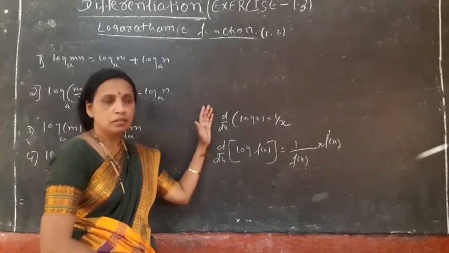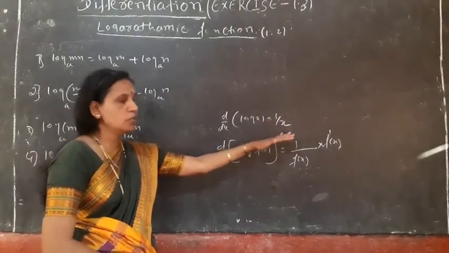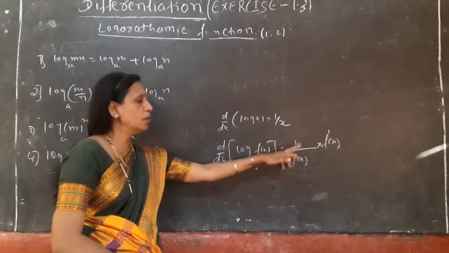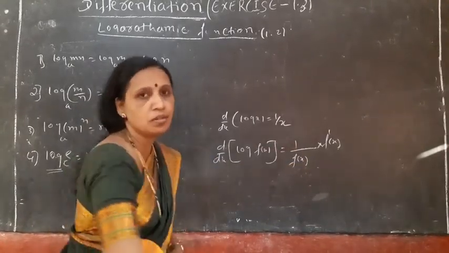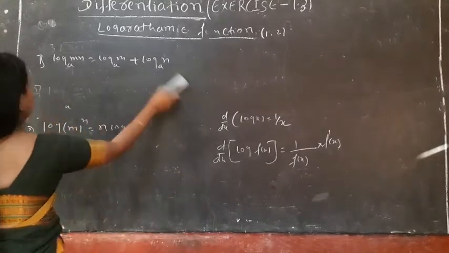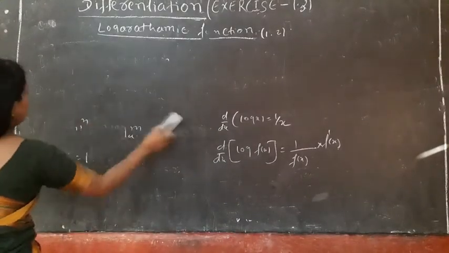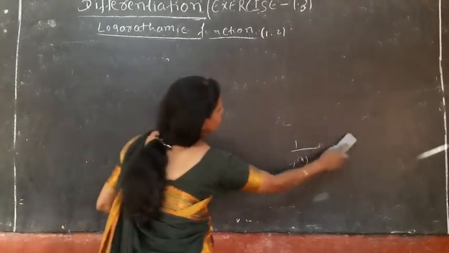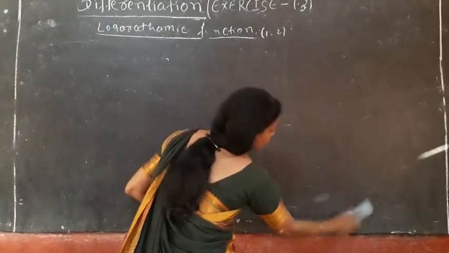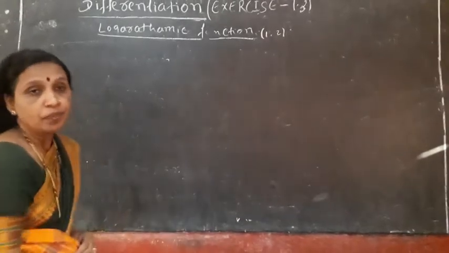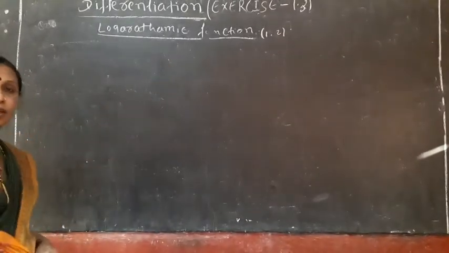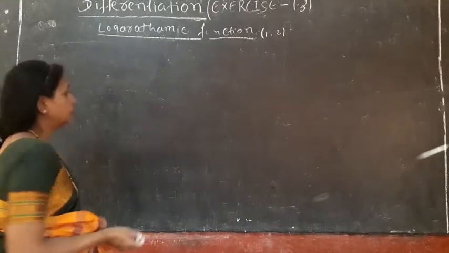Next, differentiation of log x is 1 upon x, and differentiation of log of f of x equal to 1 upon the function into differentiation of the function. Okay, let us solve the examples. If the examples are rational power of the other functions, then we are going to solve the examples by taking logarithms on both sides.